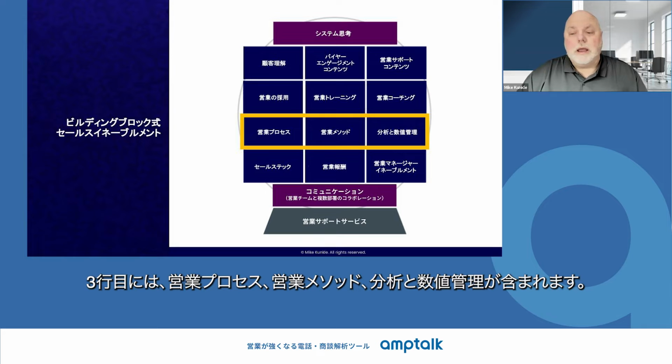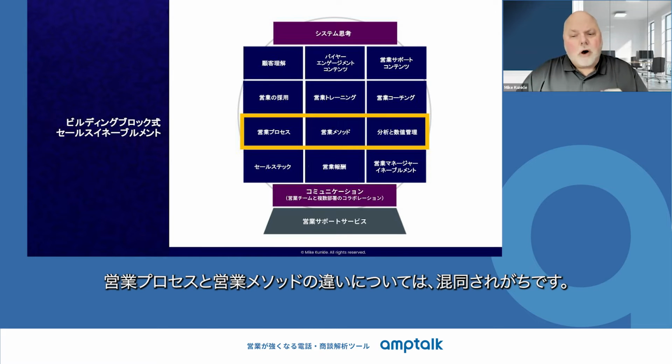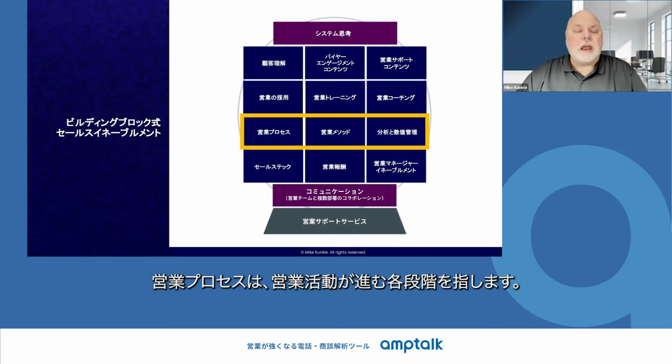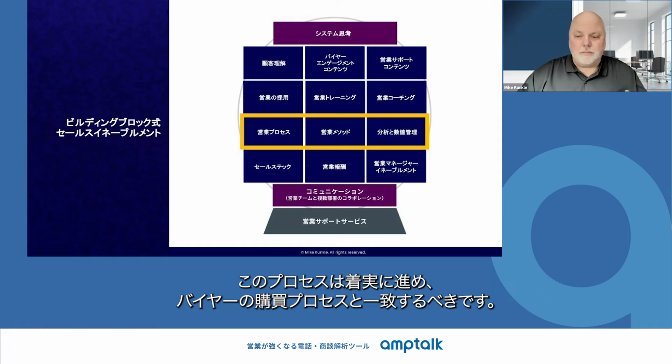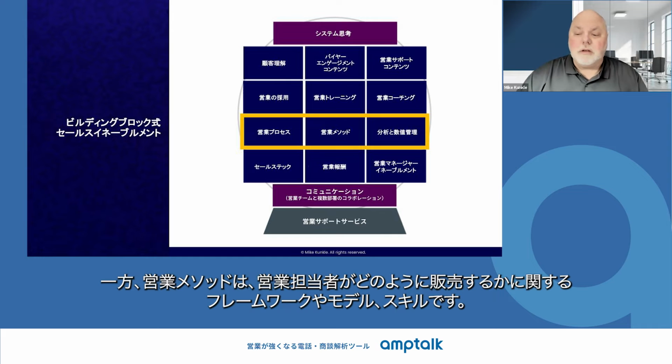The third row includes sales process, sales methodology, and sales analytics and metrics. There's often confusion about the difference between sales process and sales methodology. Sales process is the stages that a sale moves through, right? Step by step by step. And it should align with the buyer's journey. Sales methodology is how the sellers sell. It's the frameworks, the models, and the skills they use as they navigate with the buyer through the sales process.